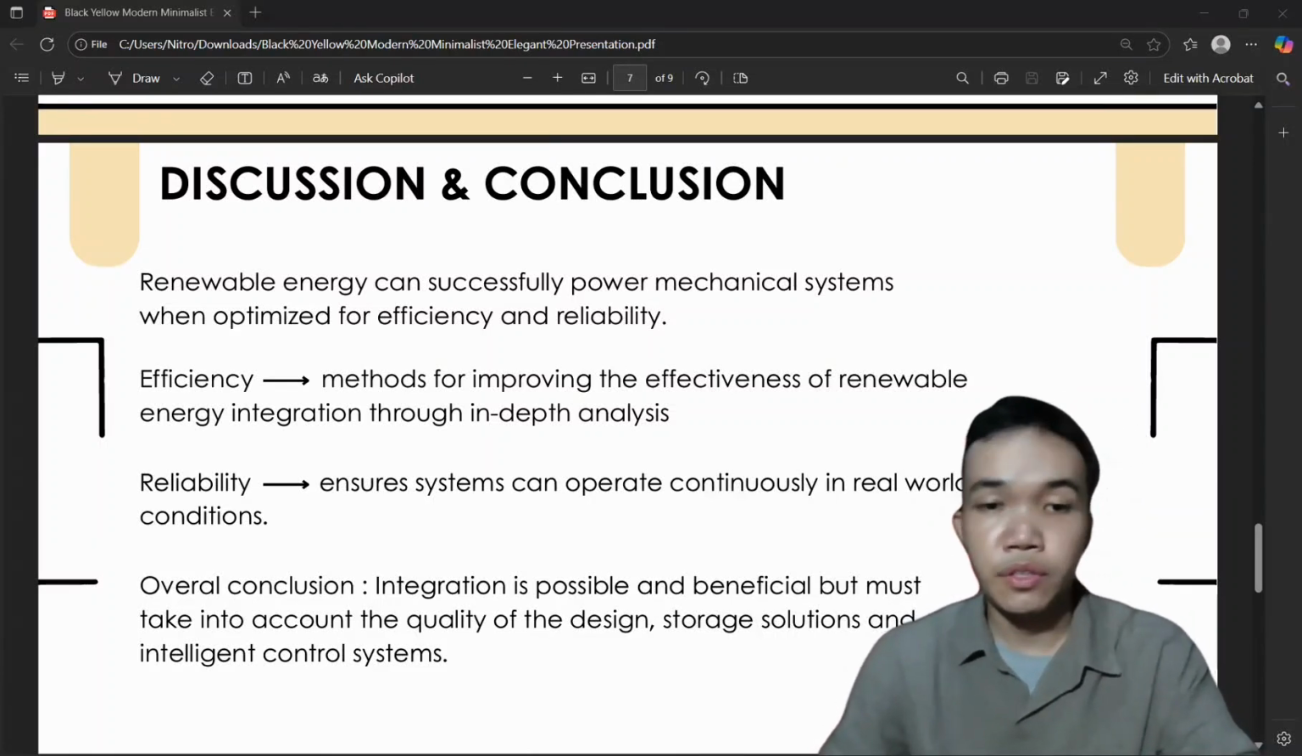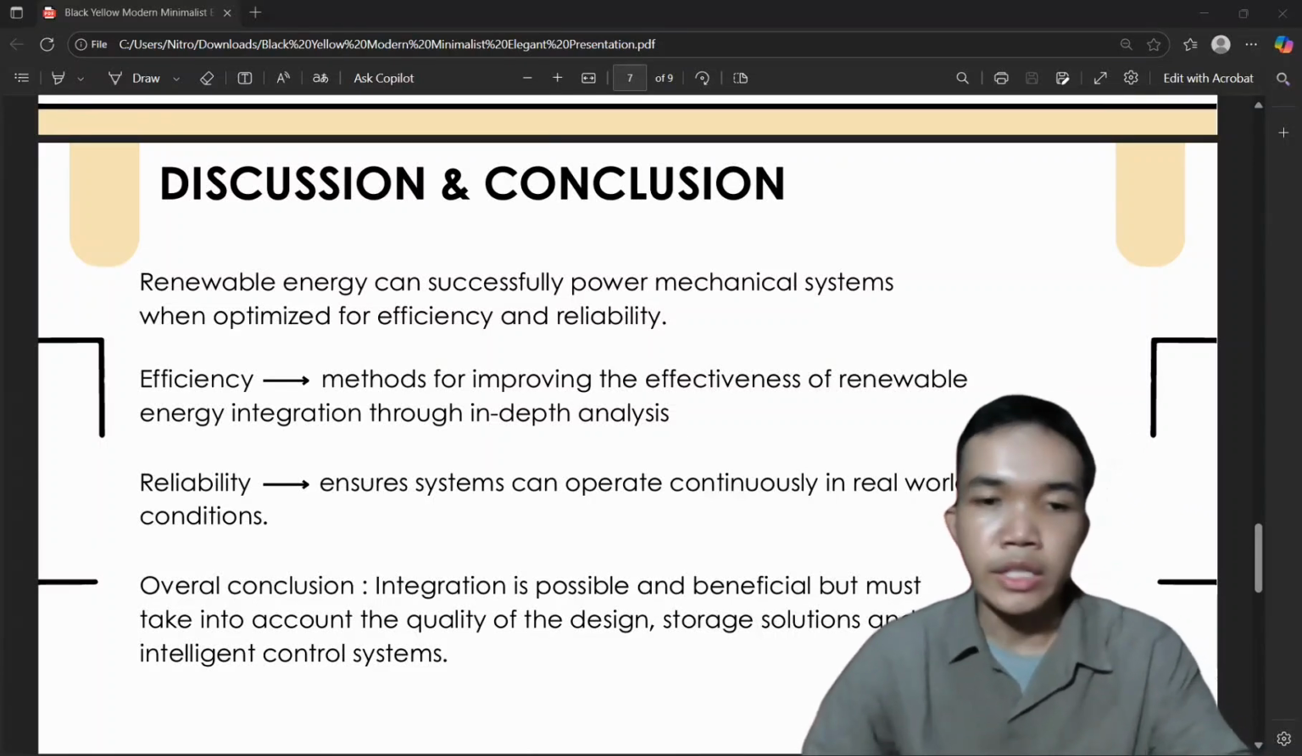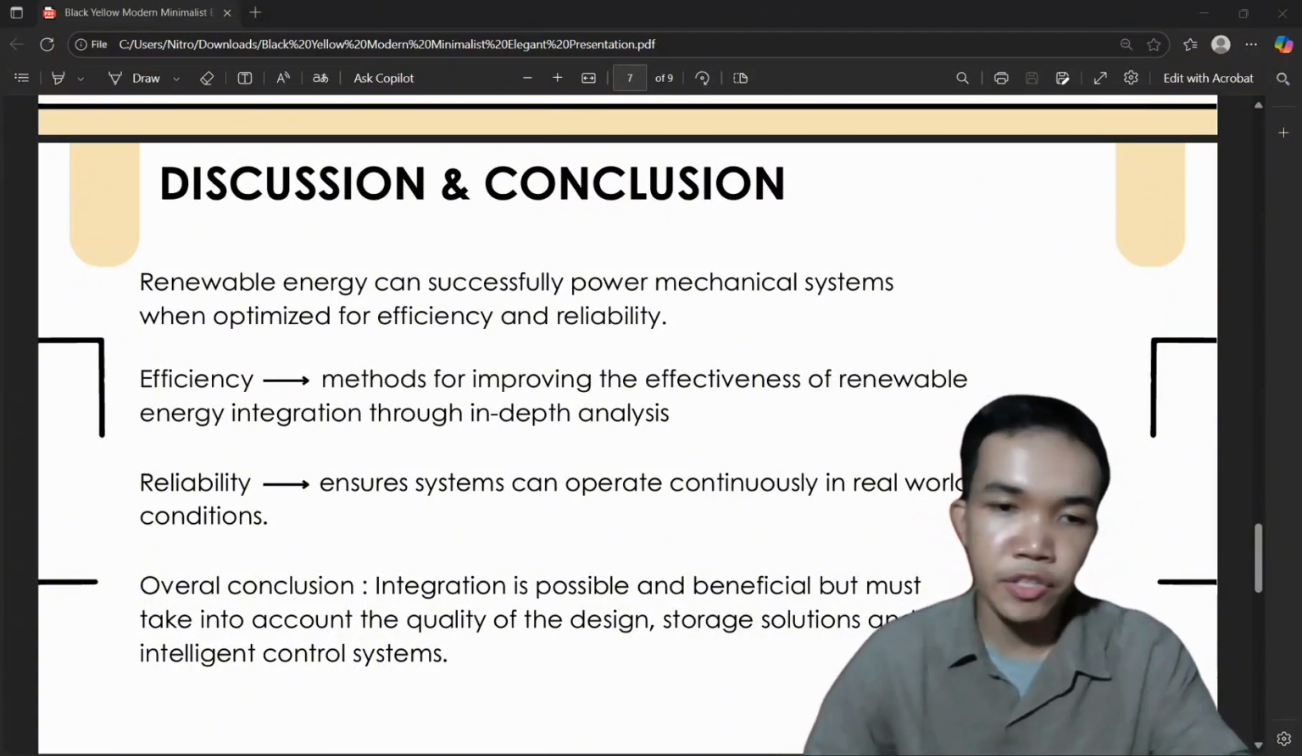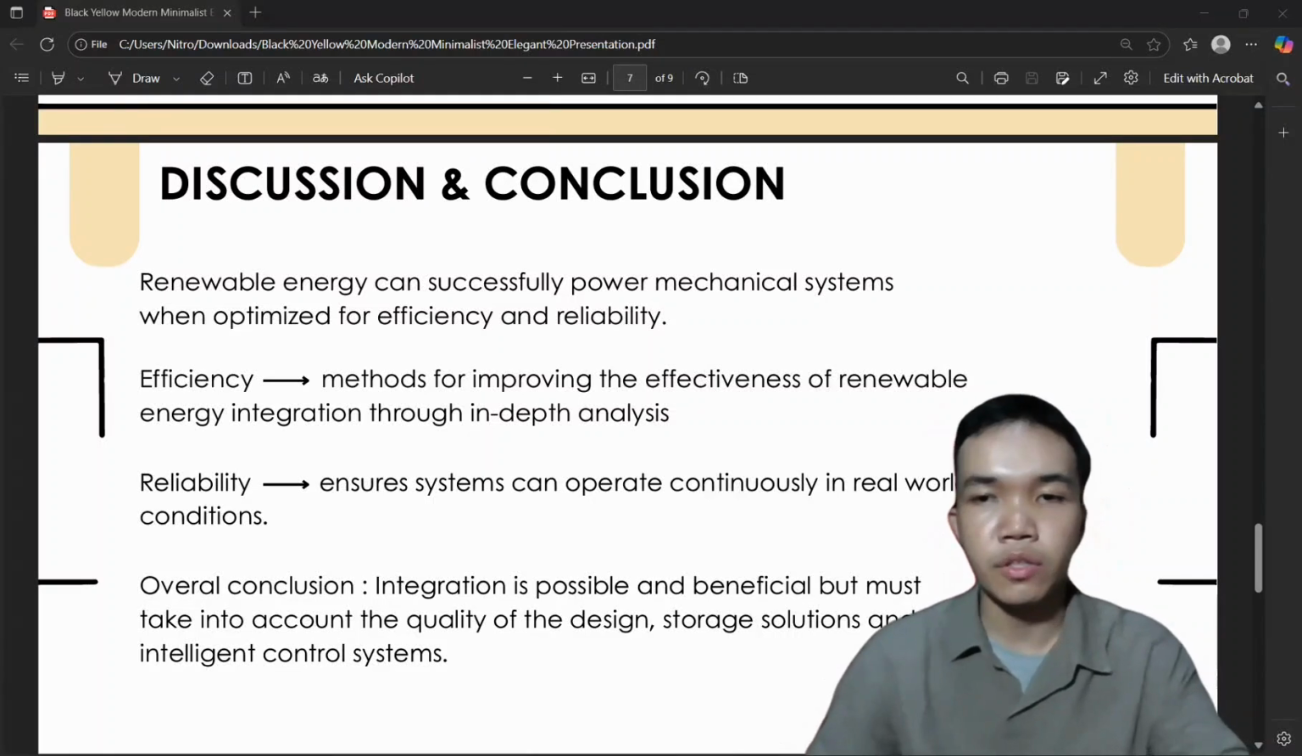And what is the overall conclusion of the case study? Overall conclusion, integration is possible and beneficial, but must take into account the quality of the design, storage solutions, and intelligent control systems.